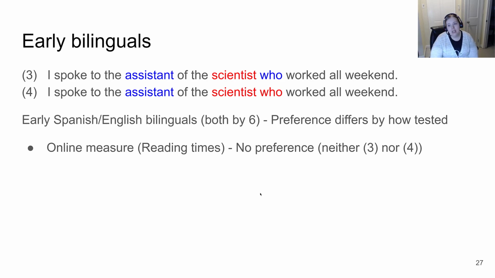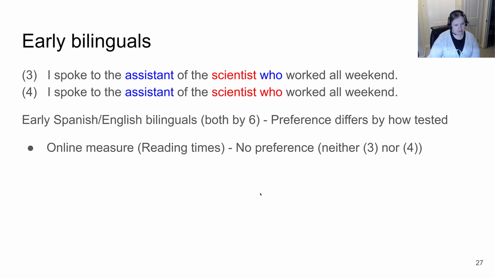Considering that English 4 is the preferred reading, it would be something like, I spoke to the assistant of the scientist who worked all weekend for that jerk. And you go, wait, that jerk? For that jerk? Is that the assistant? That would cause you to slow down because your brain would go, oh, that's not what I was assuming. It's not the scientist. It must be the assistant.